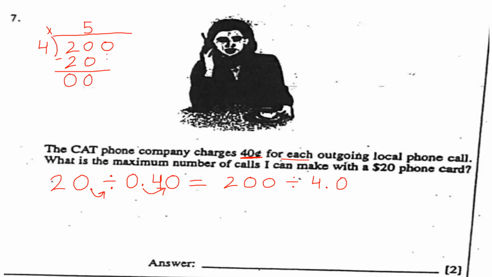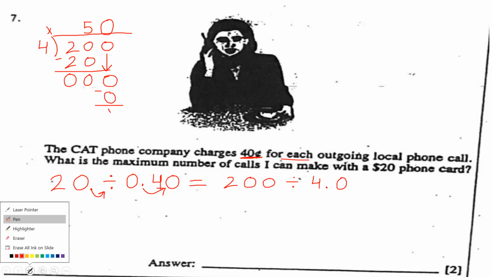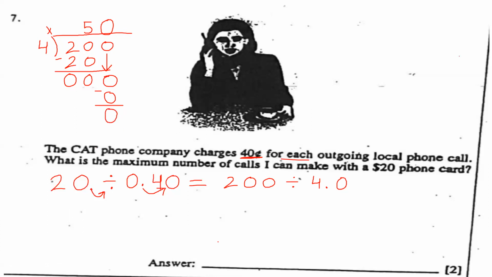We bring down the 0, all right? And so we ask ourselves, how many times can 4 go into 0? Well, 4 goes into 0 zero times. So 4 times 0 is definitely 0, and 0 minus 0 is 0. So the answer is going to be 50. All right, 50. What does that mean? That means that I can make 50 calls. The maximum number of calls that I can make is 50.